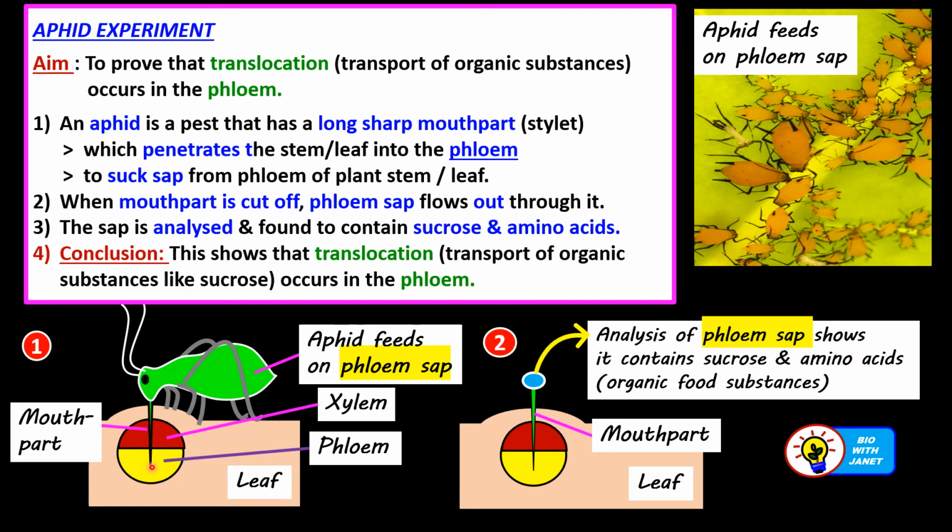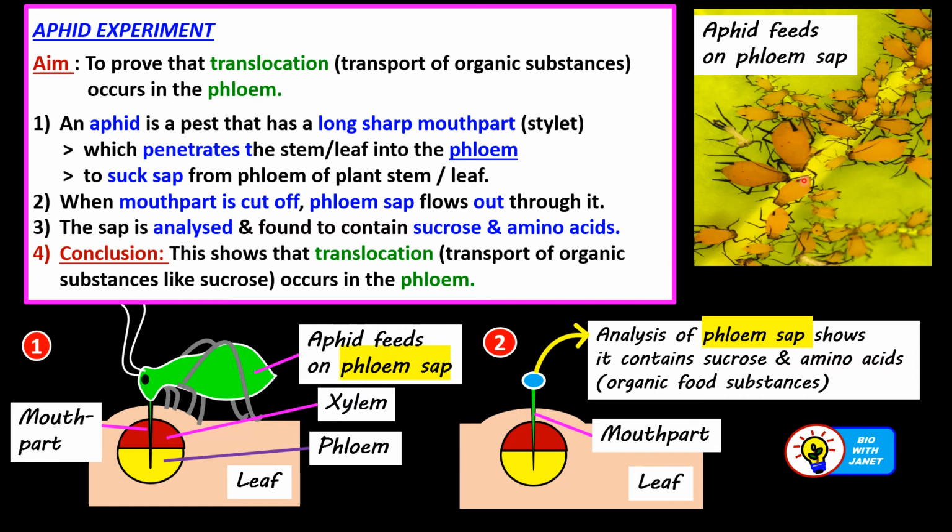And its mouthpart has penetrated the phloem, which is just below the xylem, in the leaf. This is in the leaf. The phloem is above, the xylem is below here, right? So it then sucks up the sap, the phloem sap, for its nutrition. So it sucks up the sap from the phloem of plant stems and leaf, all right? Now, for example, you see the aphid here is sucking up the phloem sap from which part?